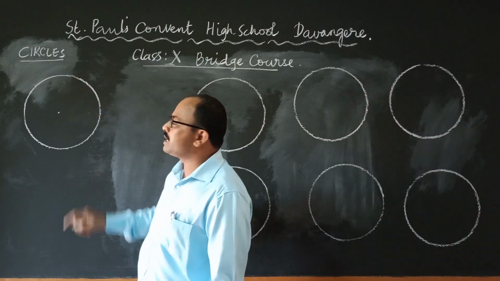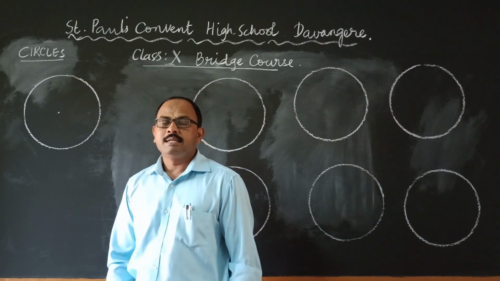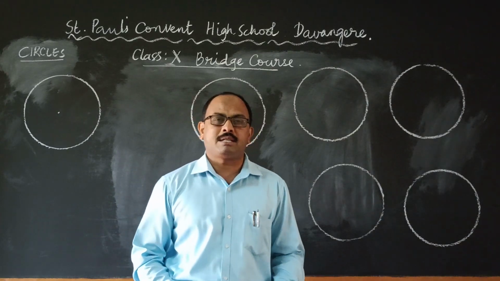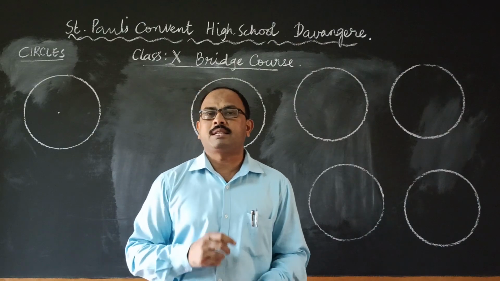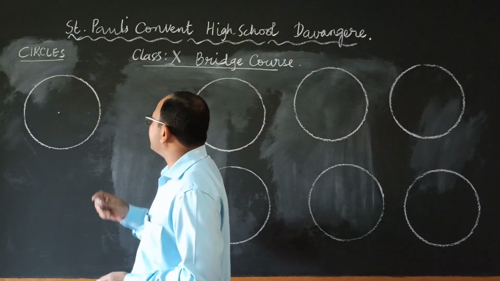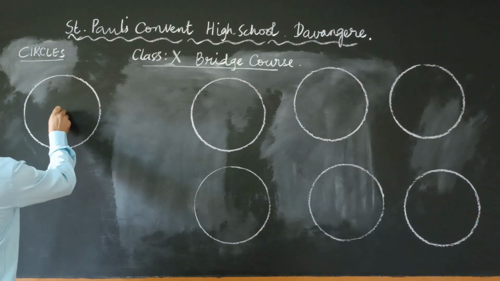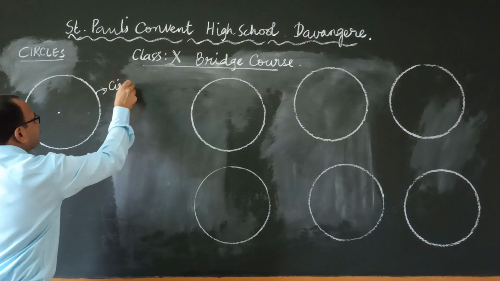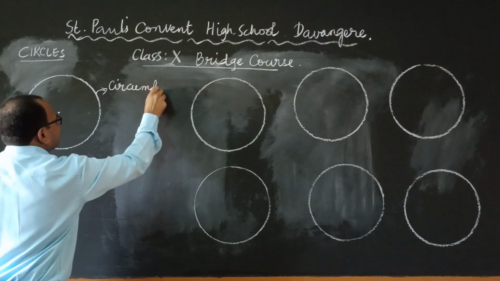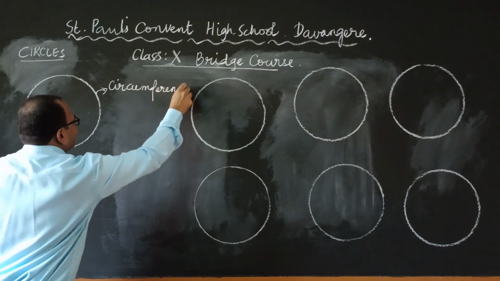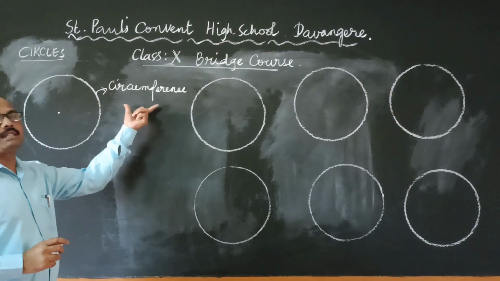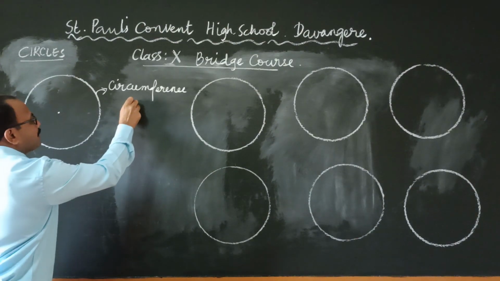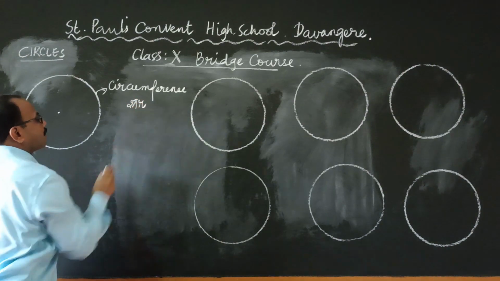Then this boundary, we call it the circumference of the circle. It is another term for perimeter, children. This is the center of the circle, then this becomes the circumference. The circumference of the circle is calculated using the formula 2 pi r.